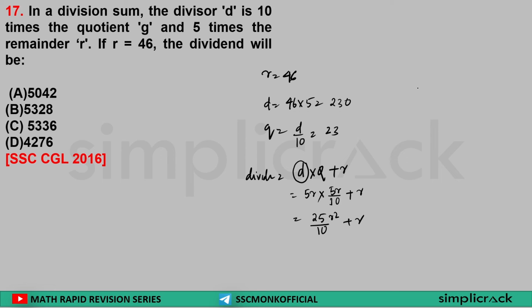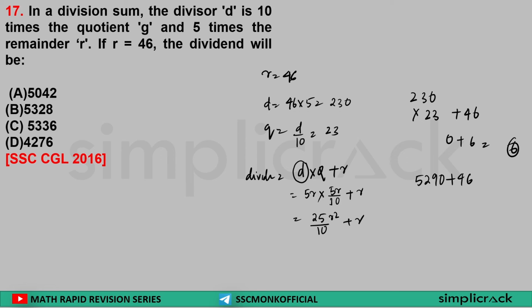Now here I know divisor is 230 multiplied by quotient 23 plus 46 will be the answer. Here 0 is there, unit digit 6 is there, so unit digit must be 6, but there are two options, so I have to find it out. Now see, 230 into 23, so 23 into 23 is equal to 529, so 5290 plus 46.